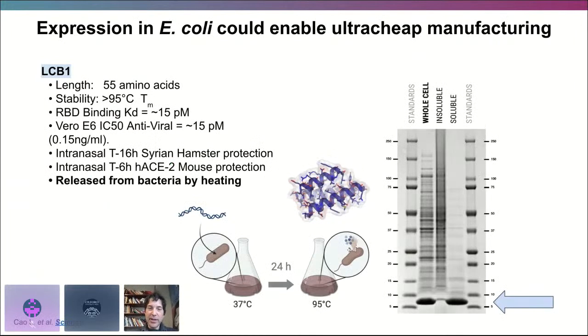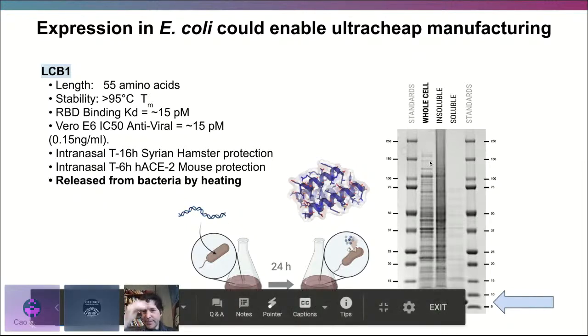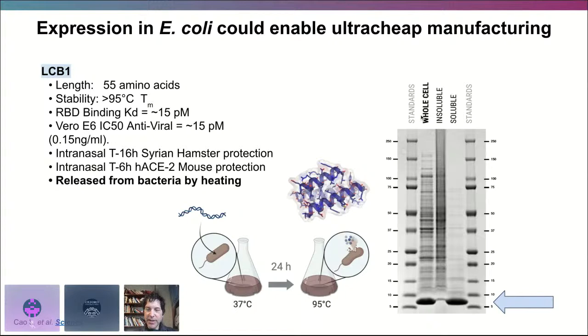A nice thing about them is that they're really small, stable proteins. And unlike antibodies, which you have to make in mammalian cells, these small proteins you can make in bacteria. Just to show you how well they're expressed, this is whole cell lysate from cells expressing the mini protein, and that large band at the bottom is the 55 residue designed protein. If we heat the cells, then most of the proteins in E. coli are insoluble, and what's left in the supernatant is the designed protein. So the cost of making this protein on a really large scale is quite small.